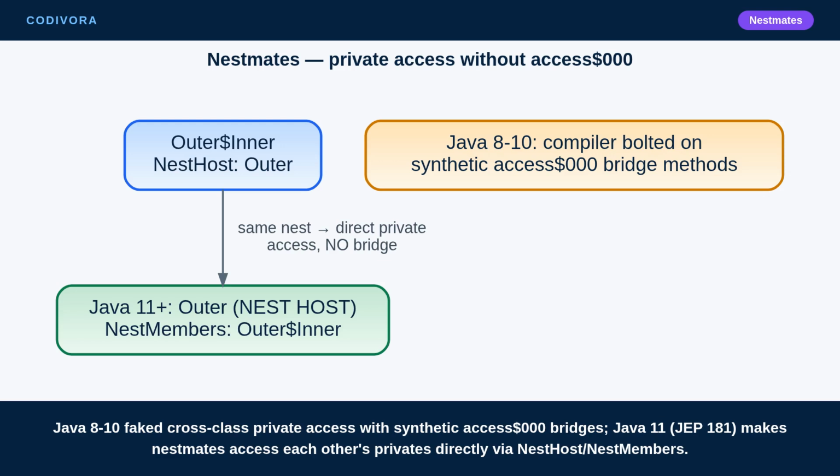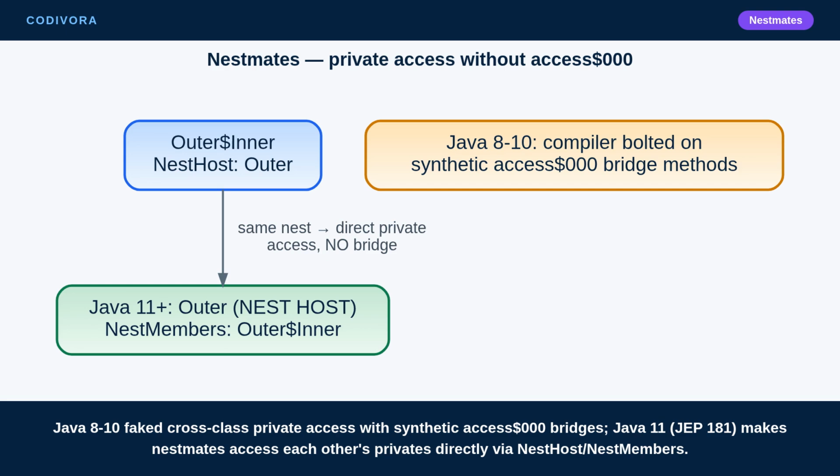The JVM enforces private per class file, and Outer$Inner are two different class files. So through Java 10, the compiler cheated. It generated package-private bridge methods with names like access$000 and rerouted every private touch through them. Java 11 fixed this properly with nest-based access control, JEP 181.